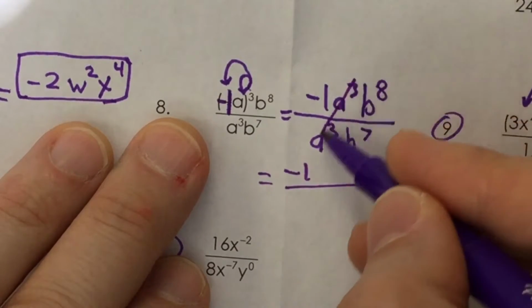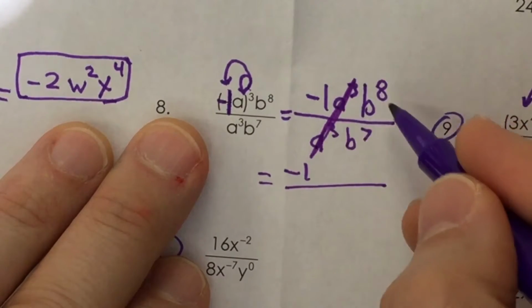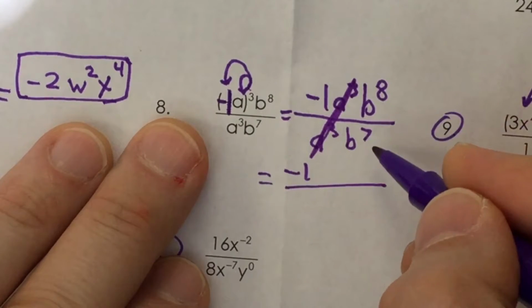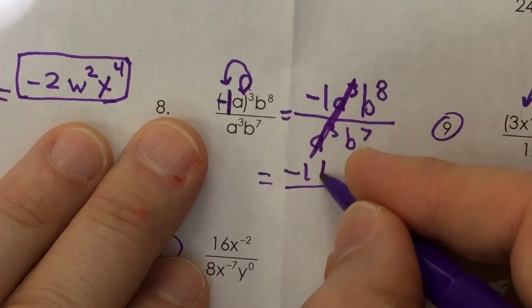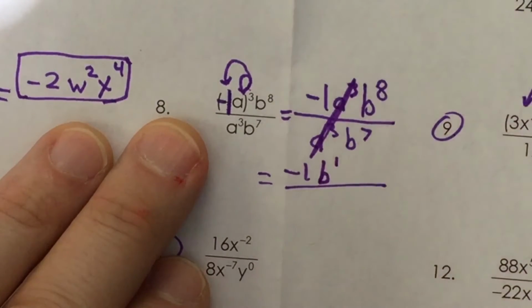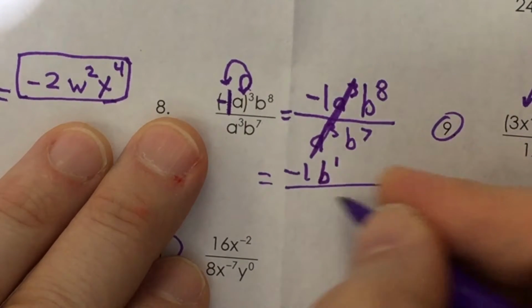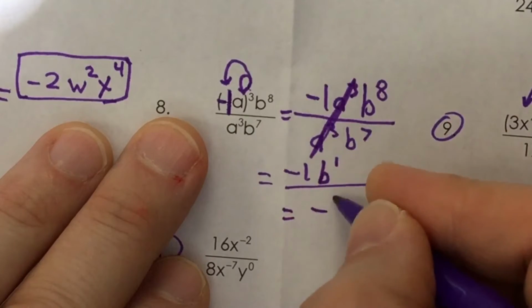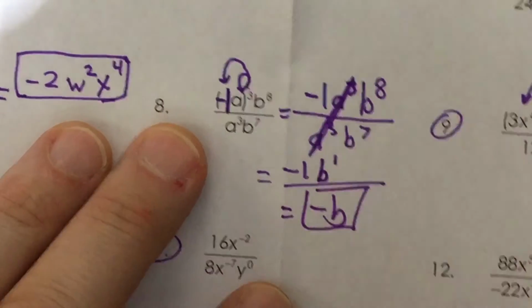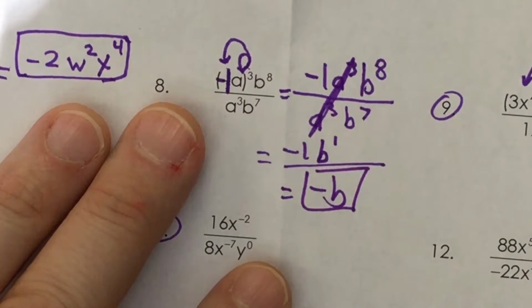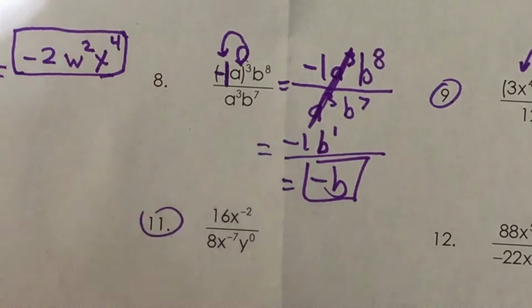The a's cancel because they're both a to the 3rd. And with the b's, I have 8 minus 7. It gives me b to the 1 on top. I don't have anything left on bottom, so I can simplify my answer and say I have -b. That's my answer. Because the 1's are invisible.